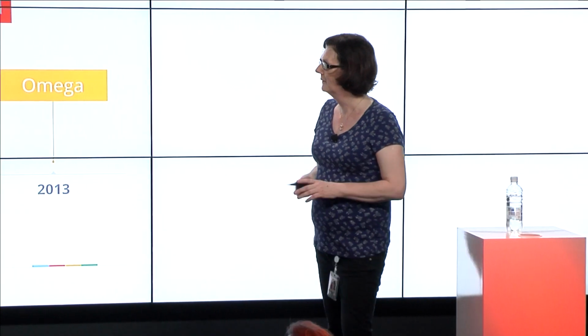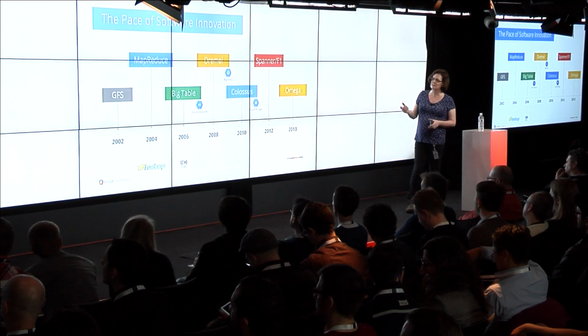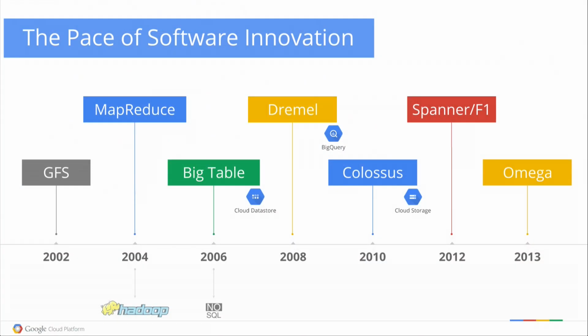Well, first, a bit of history. Software innovation happens quite rapidly at Google. Back in 2002, we had a requirement for a file system that was extremely fast, extremely scalable, and very low maintenance for our engineers, something that they could just throw data at and not have to worry about too much. So we built this thing called Google File System.